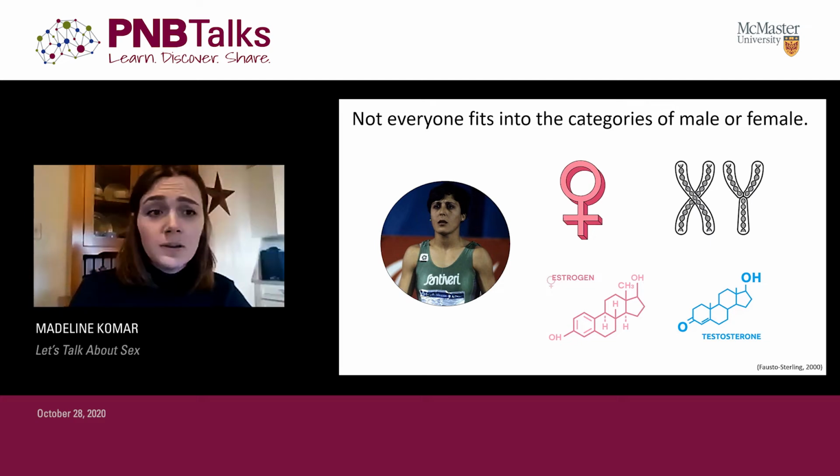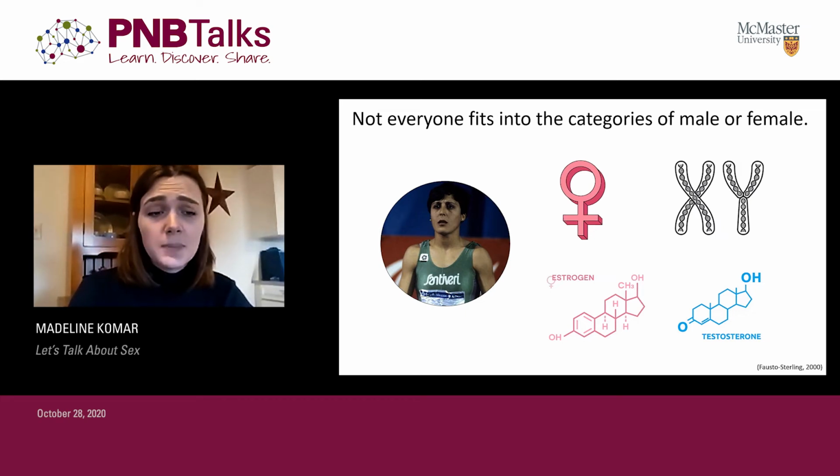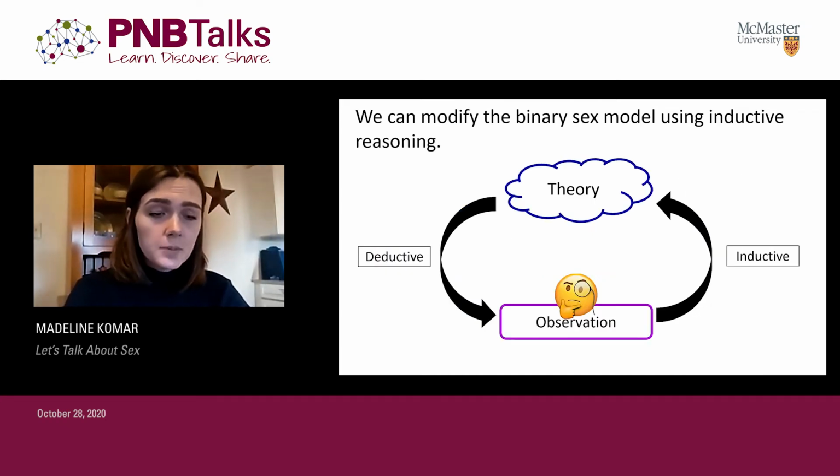Androgen insensitivity affects 1 in every 13,000 people, and it's only one smaller subcategory of a larger group known as intersex. Intersex meaning people who have both male and female sex characteristics. So we have our specific observation that some people, like Maria Patino, have both male and female sex traits. Using inductive reasoning, we can then modify our understanding of binary sex to accommodate this new information.